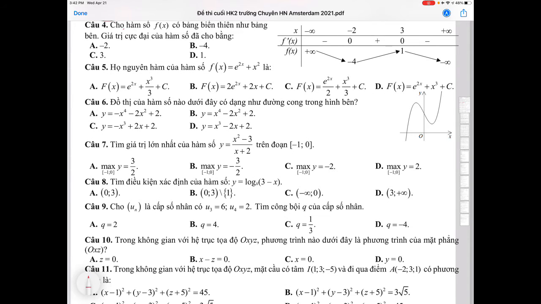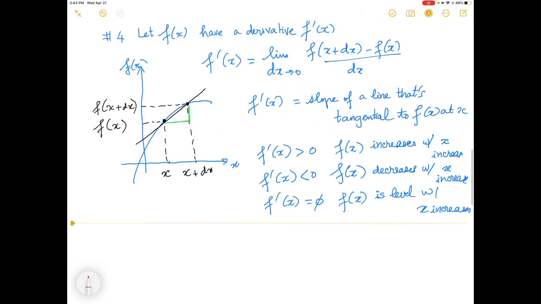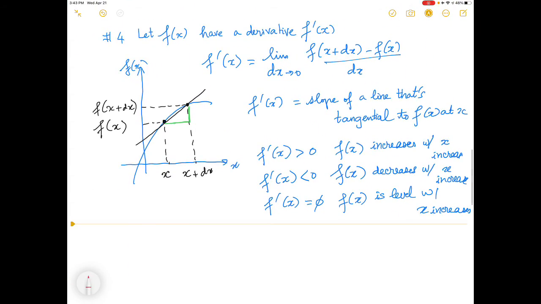Question number 4, given the function f(x) having a variation table such as this. The question is, what is the local maximum of that function? So they already have expressed that it will go down here, it goes up here. So the local maximum is going to be this value. So the answer is 1. Let me explain that a little bit by talking to you about the concept of derivative.